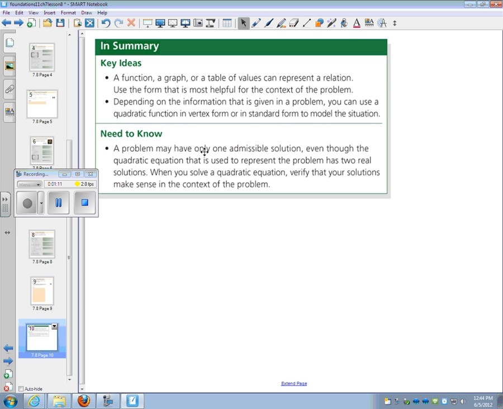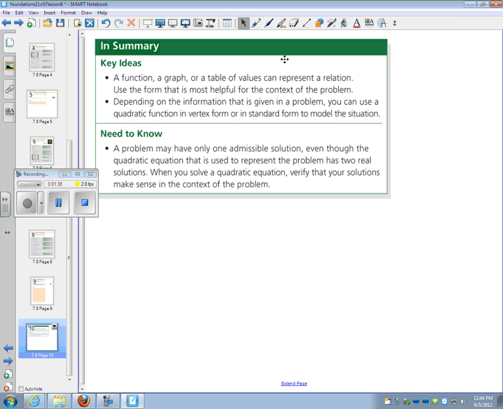A problem may only have one admissible solution, even though the quadratic equation that is used to represent the problem has two solutions. When you solve an equation, verify that your solutions make sense. So if it's asking you for the number of boats and one of your solutions is -4, that doesn't make sense because there's no such thing as -4 boats. Or if you're talking about people and it says one of the solutions is 3/4, doesn't make sense, okay?